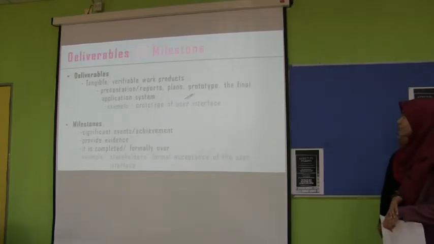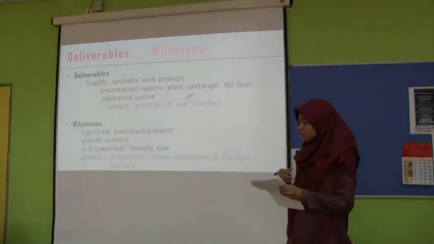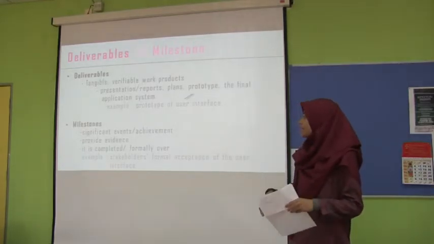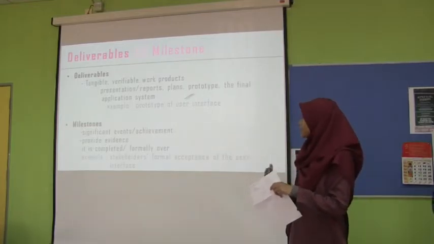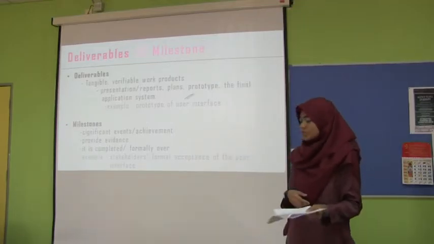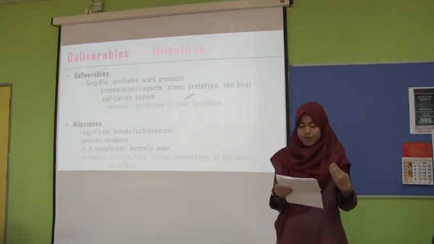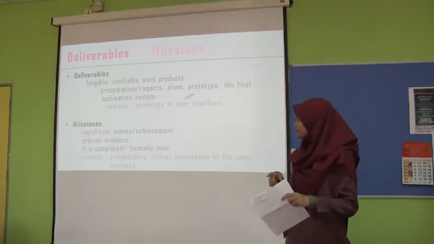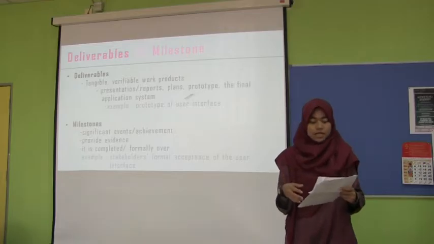Okay, we proceed with the differences between deliverable and milestone. As we know, a deliverable is a measurable or tangible outcome of the project, and it must be aligned with the goal of the project. Examples of deliverables are reports, plans, prototypes, the final application system. The example in real life is a prototype of the user interface, while a milestone indicates the completion of a key project event or question answer that will affect the project schedule in a major way, or the status of that project. The example is stakeholder formal acceptance of the user interface.